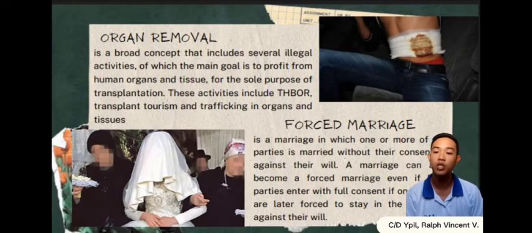It is a marriage in which one or more of the parties is married without their consent or against their will. A marriage can also become a forced marriage even if both parties gave full consent, if one or both are later forced to stay in the marriage against their will.